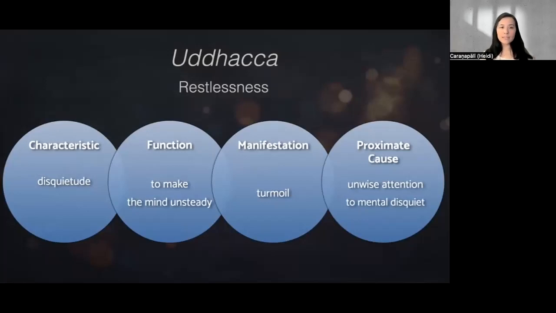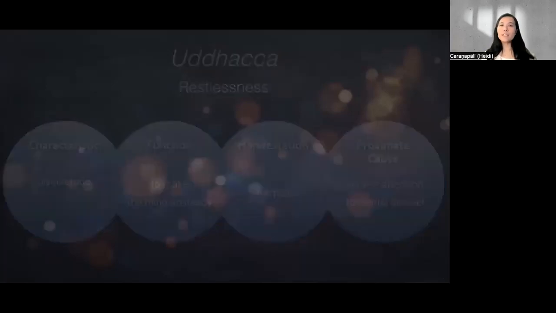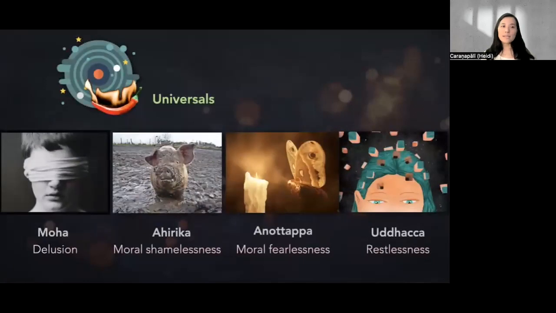Literally, the meaning of this word Uddhacca is shaking, shaking above the object. That means the mind cannot take the object properly. So it is also sometimes described as distraction, the mind not being firmly on the object. So these are the 4 universal cetasikas for akusala: Moha, delusion; Ahirika, moral shamelessness; Anottappa, moral fearlessness; and Uddhacca, restlessness.